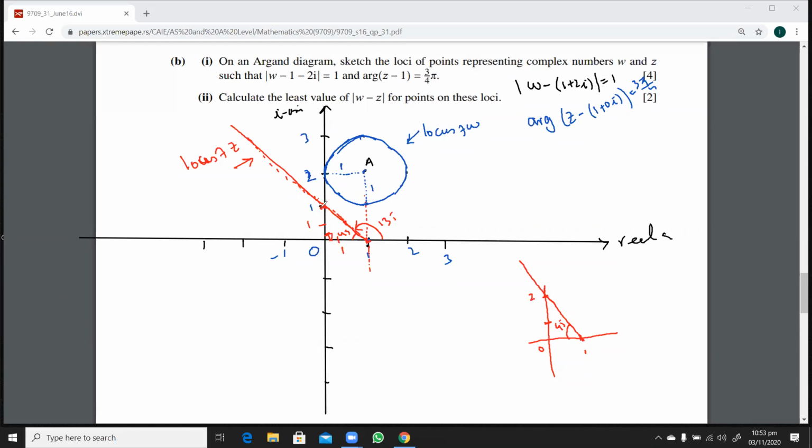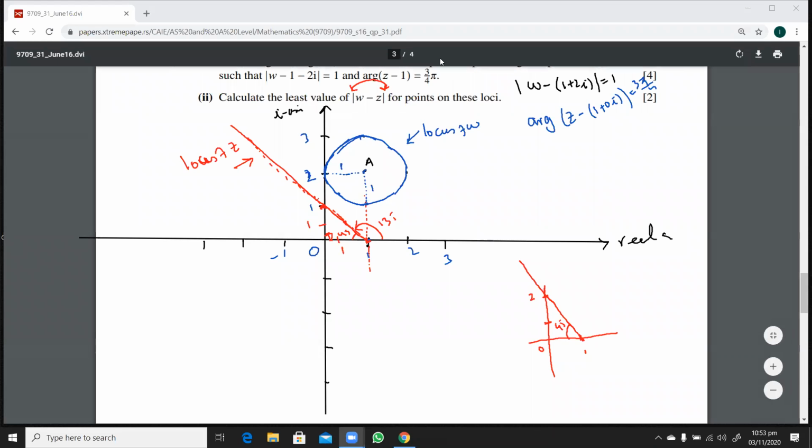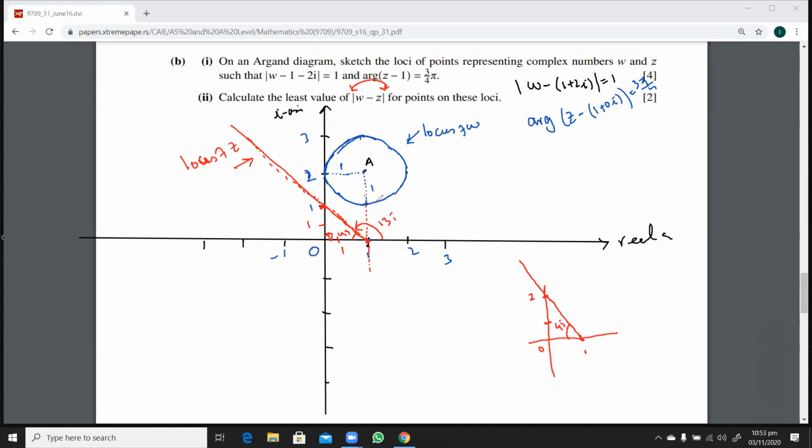Okay? Can I proceed now? Can I complete this question? Yes? Okay. Now it says calculate the least value of modulus W minus Z. What does this modulus represent? Yes, sir, the distance between the two. Distance? Very good, beta. So we have to give the least distance. This is your point. W is anywhere on this circle's circumference, your Z is anywhere on this line.